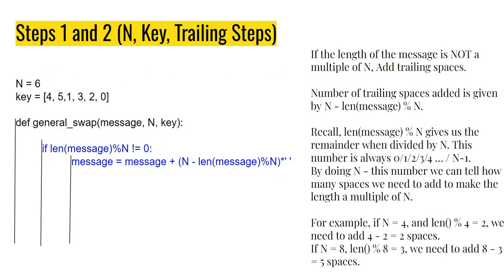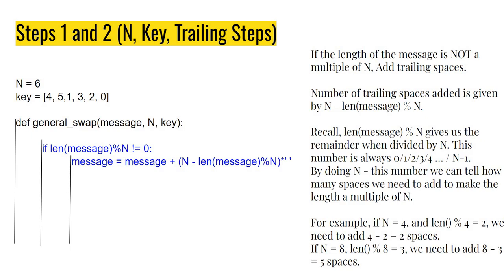The first thing that I'm going to do is, of course, define what my n is. Say, for example, here I take n equals 6, and I define my key as 4, 5, 1, 3, 2, 0. There is nothing special about this key, but I just have to define some key of length n, and that's what I've done. I'm going to define a function, because that's what we are always doing.